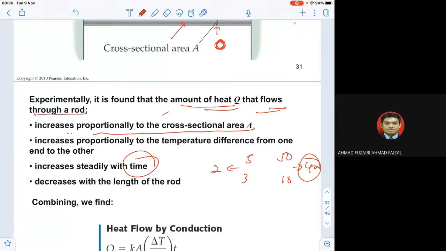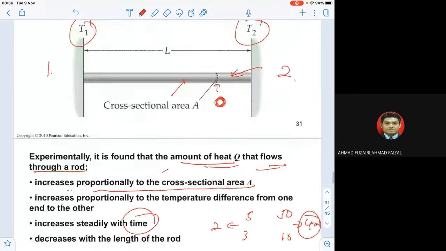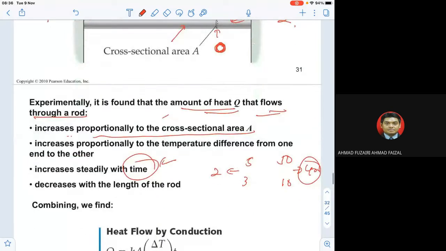But it decreases with the length of the rod. If the rod is longer, the heat will not travel as much in the same time, because it races against time. So the longer the rod, the more the heat flow will drop and decrease.